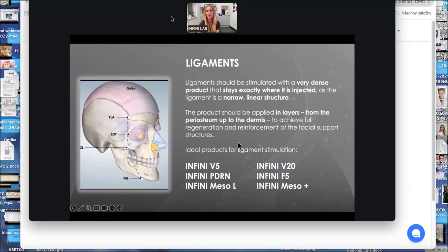Because our goal is the full regeneration and reinforcement of the entire ligament pathway. So if we use a product which spreads a lot, it won't stay in the very thin structure. So in here I put some of my favorite products which I use for stimulation of the ligaments, and we have Infini V5, Infini PDRN, L, V20, F5 and Mesoplast. As you can see, all are very thick and dense products.